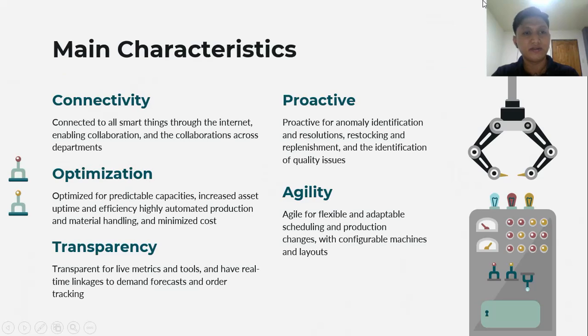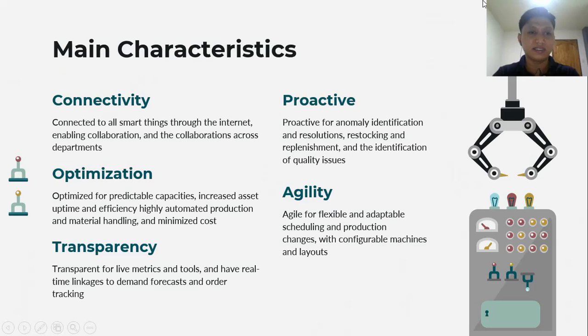Also, the optimization for predictable capacities, increased asset uptime and efficiency, highly automated production and material handling, and minimized cost. So optimization is very important as we apply our knowledge in operations research. So we need to understand how to allocate our resources so that we can use them wisely and reduce the costs and also increase, for instance, the sales.